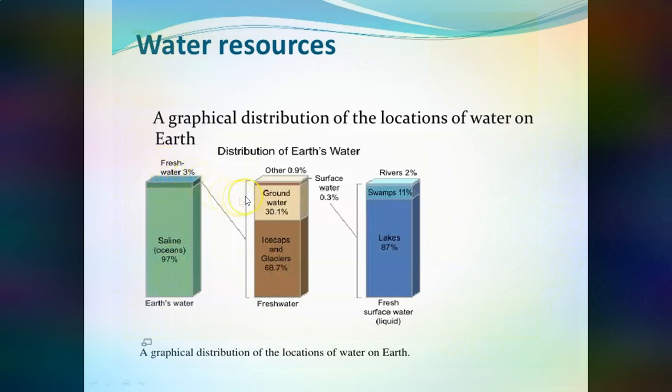Now, if we observe the fresh water, this 3%, about 70% or 68.7% is ice caps and glaciers, and the remaining 30% is groundwater, and a very small amount, 0.9%, includes other water sources. Now let's observe these other water sources, 0.9%. In this 0.9%, 87% is lakes, 11% is swamps, and 2% is rivers.